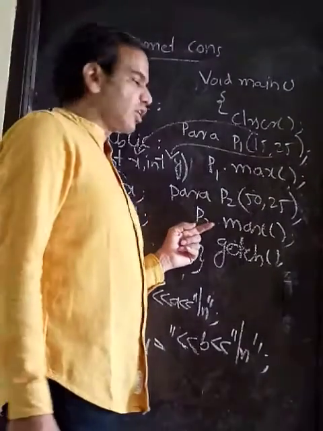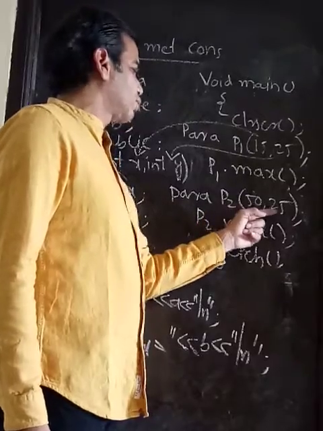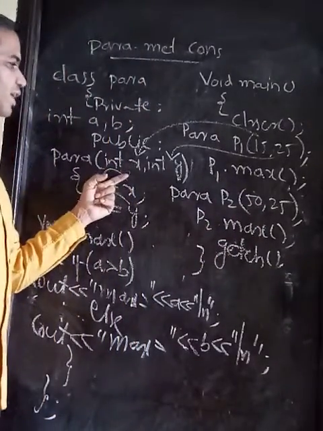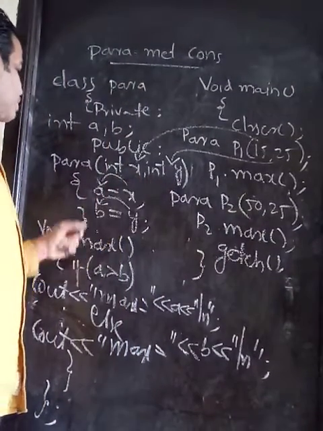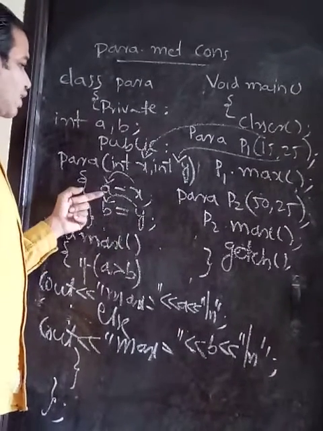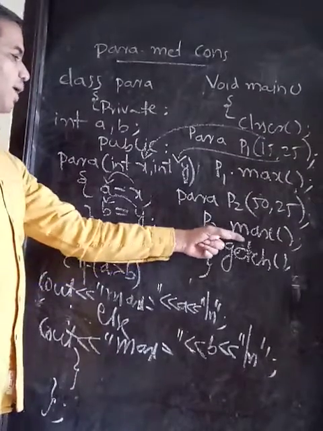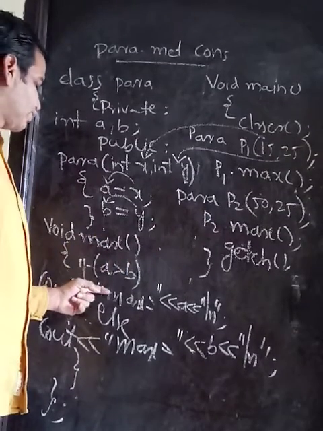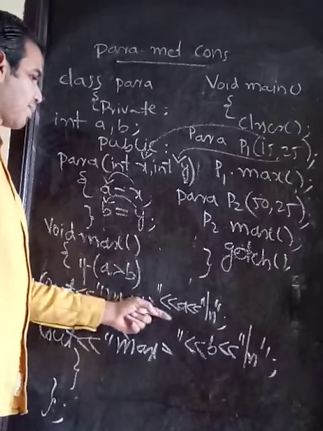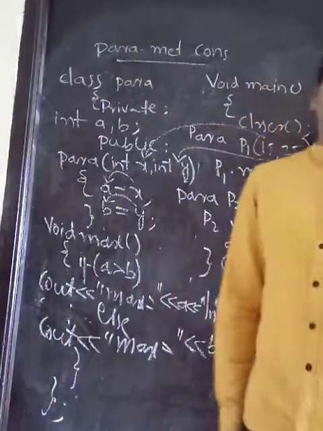Then through the second object we are passing para P2 50, 25. 50 will be received by x, 25 will be received by y. The x value we are assigning in a, the y value in b, so a is equal to 50, b is equal to 25. And P2 dot maximum, the cursor comes here, the condition 50 greater than 25 is true, and it will display maximum is equal to 50. So this is a parameterized constructor program.